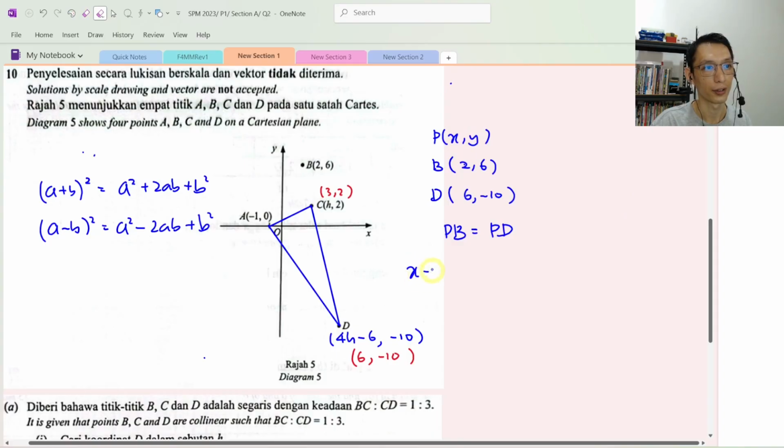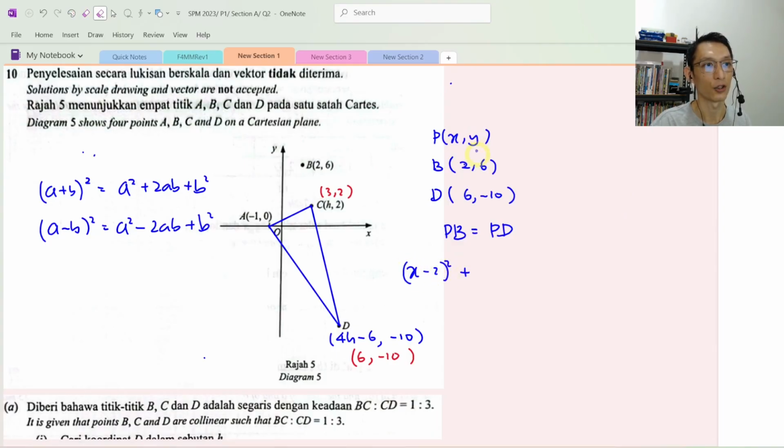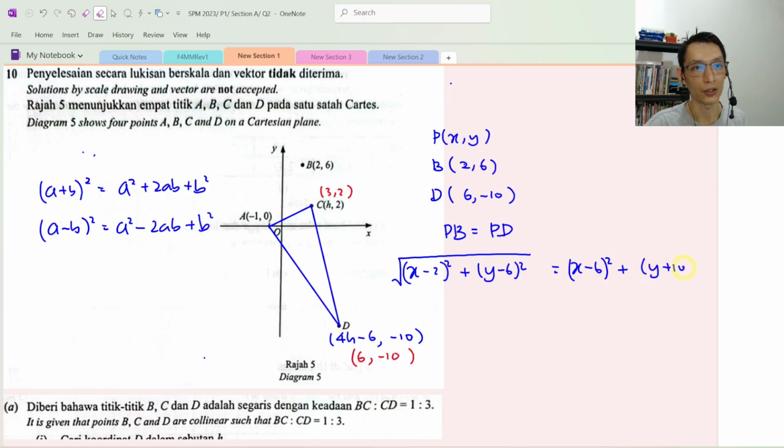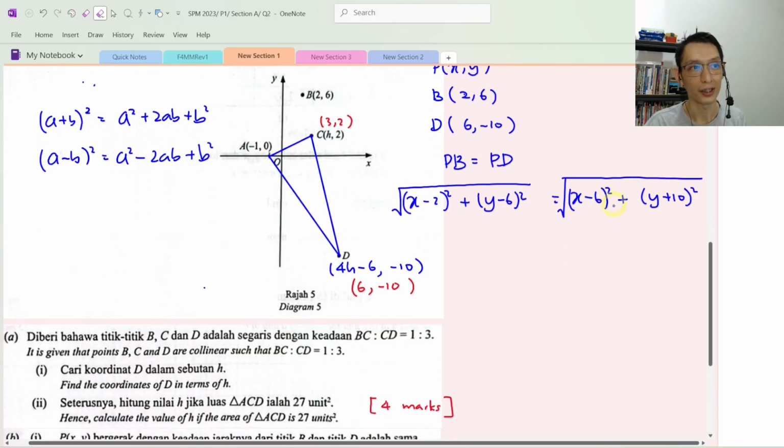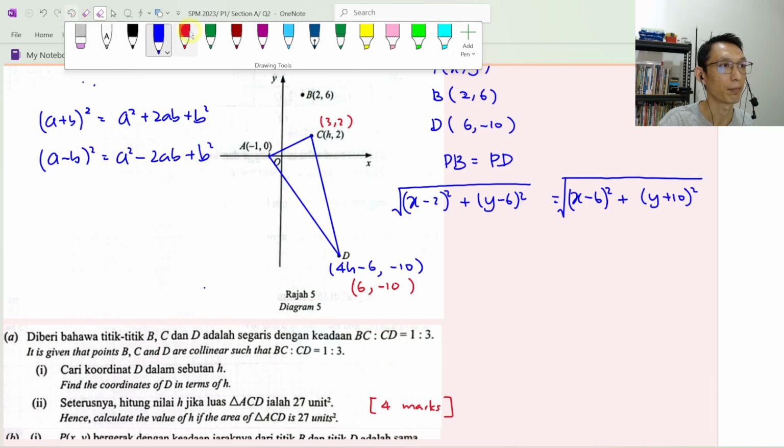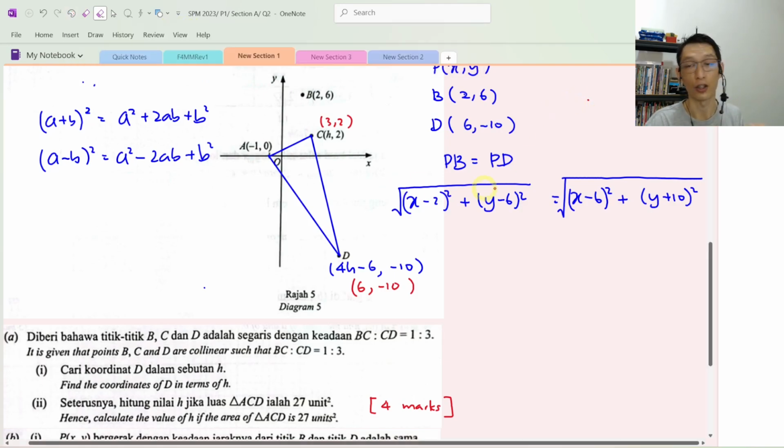x minus 2 squared plus y minus 6 squared, square root this whole thing, you will get the distance PB. Do the same thing for PD: x minus 6 squared plus y minus negative 10, it becomes y plus 10 squared, square root the whole thing. Okay, this is the distance for PD. Now what do we do next is to get rid of this square root sign. How do we get rid of this square root sign? We square both sides, right?